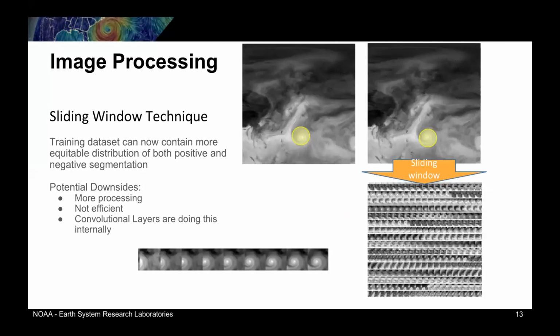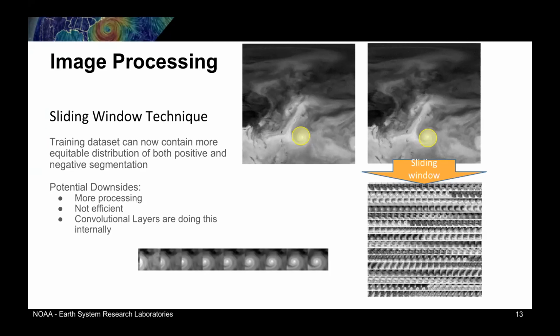So one technique is image processing. Here we have a cyclone indicated in this particular panel, kind of lower central image here. We can extract individual images from this series. So we can get ones that include a cyclone, as well as images that don't include a cyclone or include partial aspects of that cyclone. So now since we have a series of images, we can make a more equitable distribution of both positive and negative segmentation here.